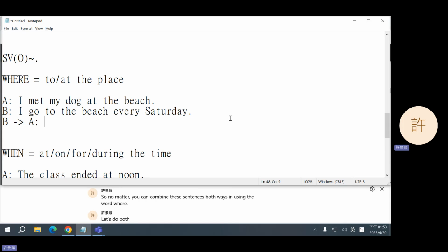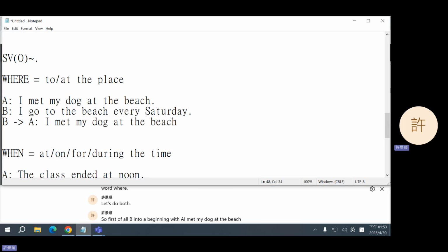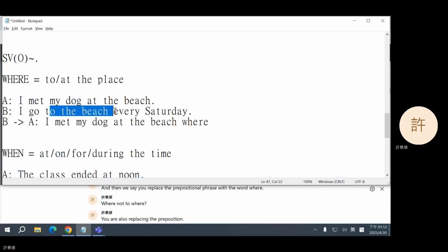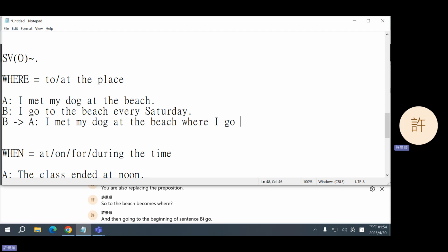Let's do both. So first of all, B into A, beginning with A: I met my dog at the beach. Okay, we have reached the repeated part. And then you replace the prepositional phrase with the word where, not to where. You are also replacing the preposition. So to the beach becomes where. And then going to the beginning of sentence B, I go, skipping the middle part that we already have, every Saturday.